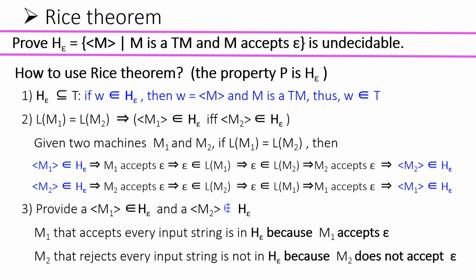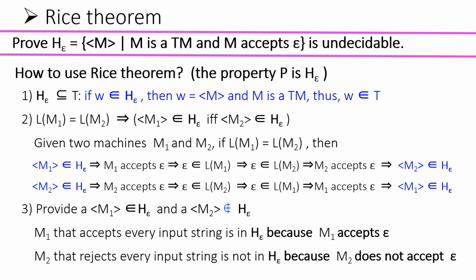Finally, we give two Turing machines and show that one is in H epsilon and one is not. We define a specific Turing machine M1 that accepts every input string. It is easy to construct such a machine. We only need to assign the accept state as the starting state. M1 is in H epsilon because M1 accepts epsilon.